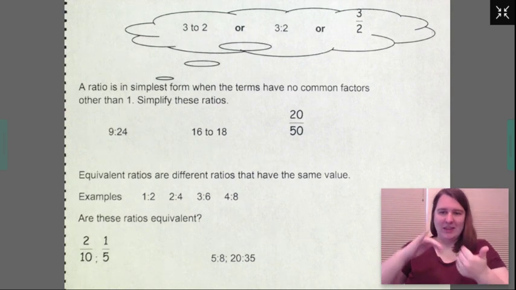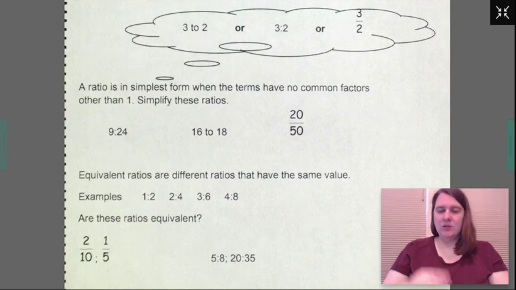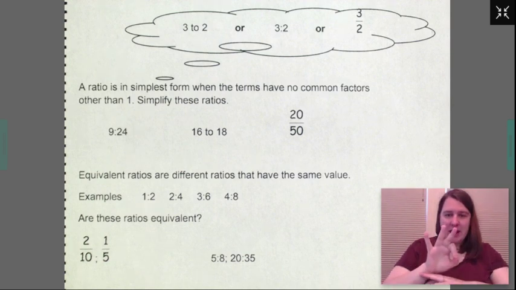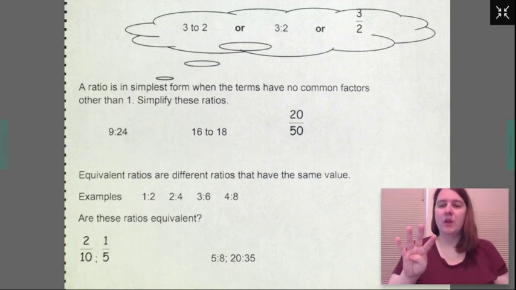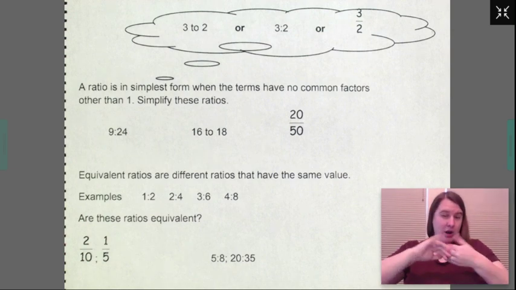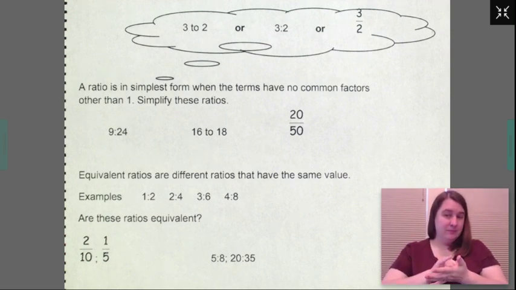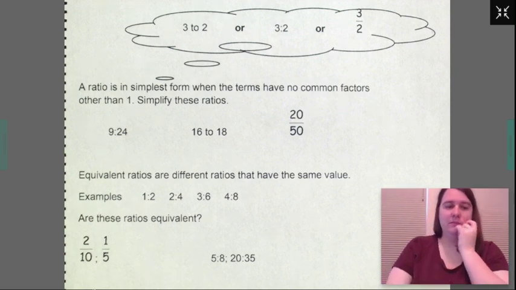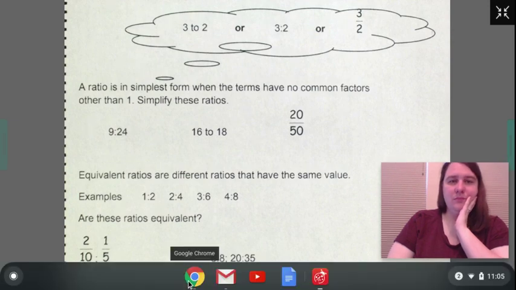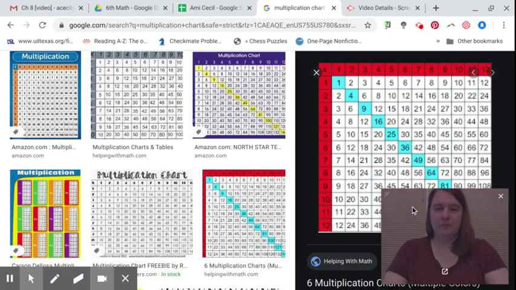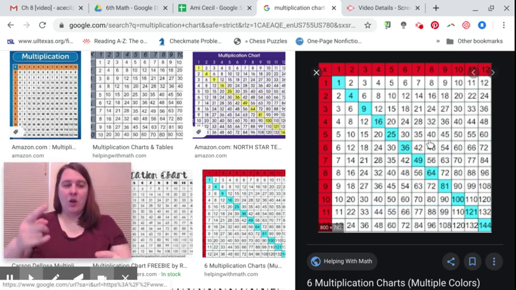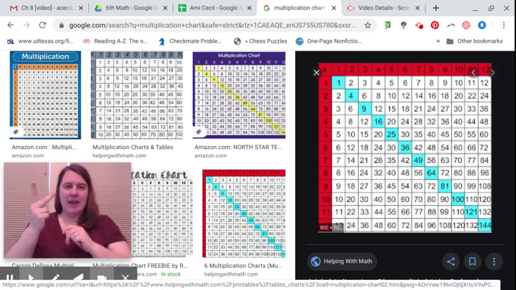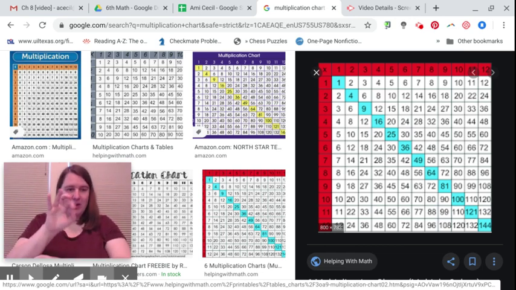So to simplify this, how are we going to do it? Let's look at our first problem, 9 to 24. Do y'all remember how we did this? We're going to look at our multiplication chart. Here you can see a multiplication chart. We are looking for 9 and 24. What do they have in common?